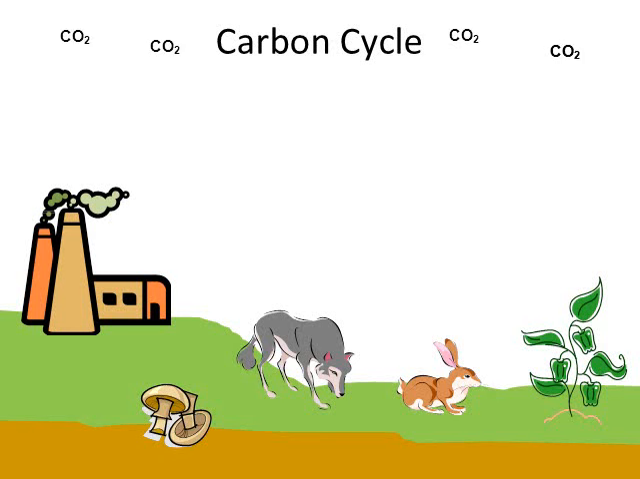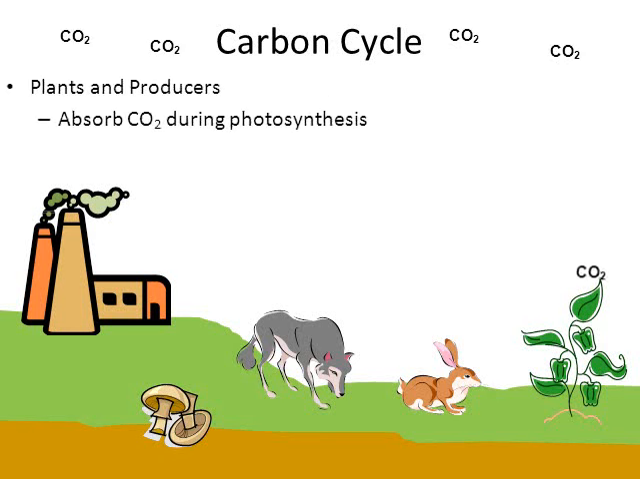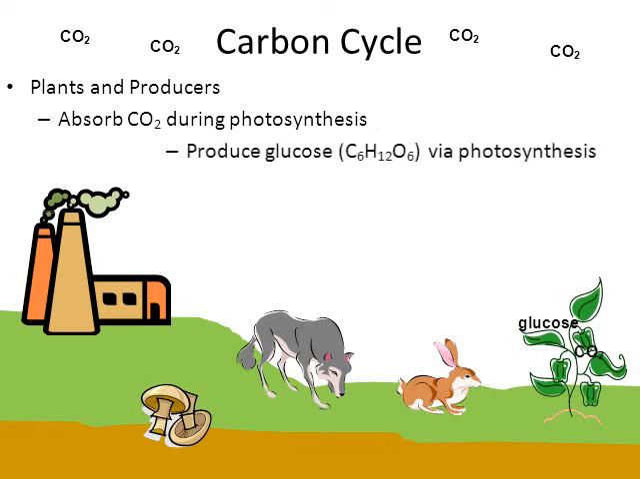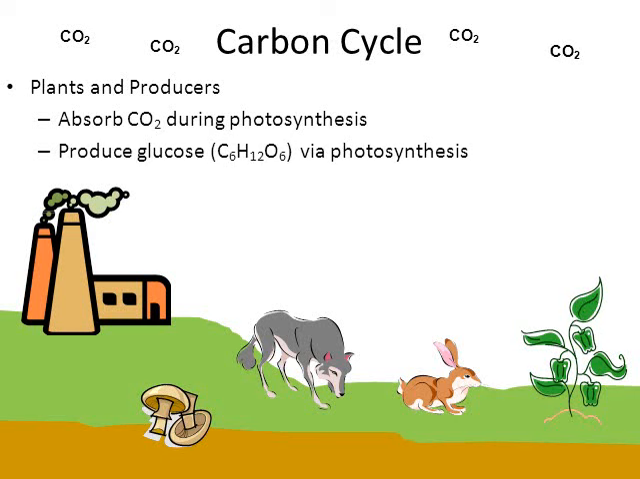So when we focus on the carbon cycle, plants and producers, you see the plant on the far right is absorbing carbon dioxide, so it can use carbon dioxide as one of the reactants of photosynthesis. And through photosynthesis, this plant and other types of autotrophs will produce glucose. Remember, glucose is carbon-based, so there's carbon in glucose.